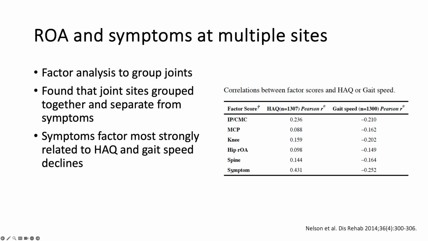But all of the symptoms from every site, so hand symptoms in all 3 of these hand sites, knee symptoms, hip symptoms, spine symptoms, all grouped onto a separate factor called the symptom factor here, rather than with the joint they're involved with. And that symptom factor was really strongly correlated with HAQ and gait speed compared to all of the other joint sites. So it suggests that it's really the symptoms driving things, which makes sense to us as clinicians, patients, people that work with individuals with arthritis, but is not generally how it's looked at in the research.